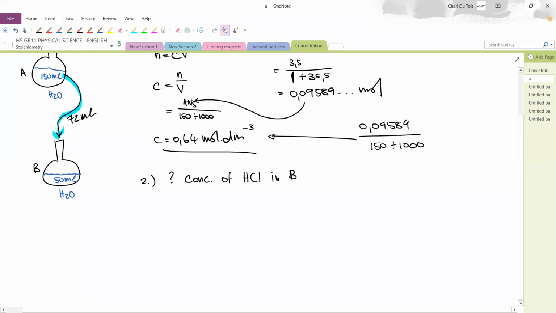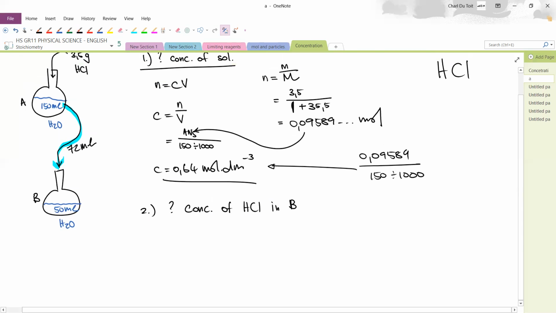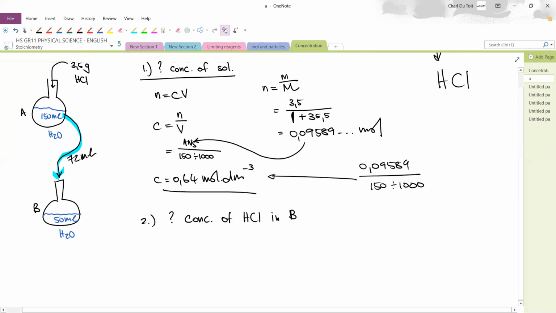Okay, Tatu, let's work. What do you want to do? Give me your idea or method. Since the concentration of the previous solution was 0,64, right? I think since we're trying to find the concentration in B. Yeah. But sir, we don't know how many grams of HCl are in the second flask. Okay, but I can do the following.